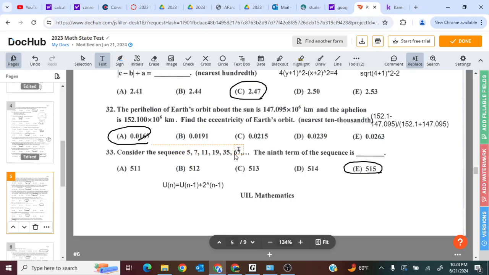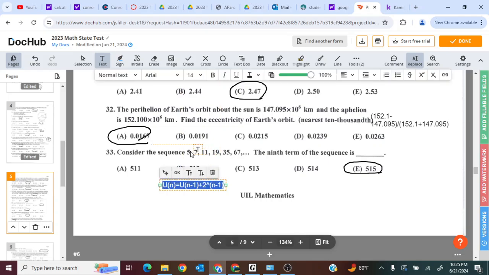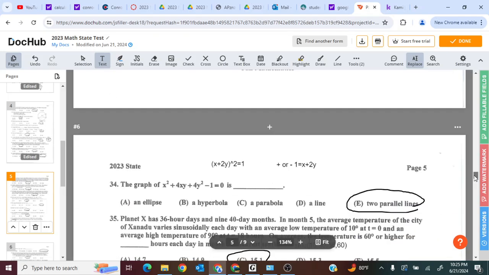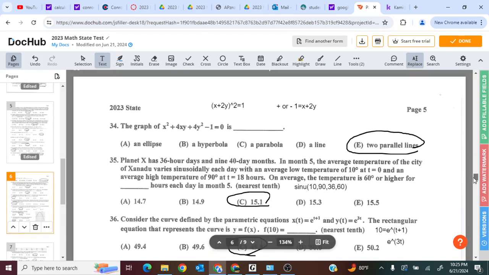Consider this series: what was the 9th term? Let's look at what changed from the previous number to the next one: plus 2, plus 4, plus 8, plus 16, plus 32. Pretty clear pattern. You're adding 2 to the power of n minus 1 to the previous term. Then you put that in your sequential mode. Go to mode, sequential, and put this equation into it. Assign your y1 and y2 to 5 and 7. And you get 515 as your 9th term.